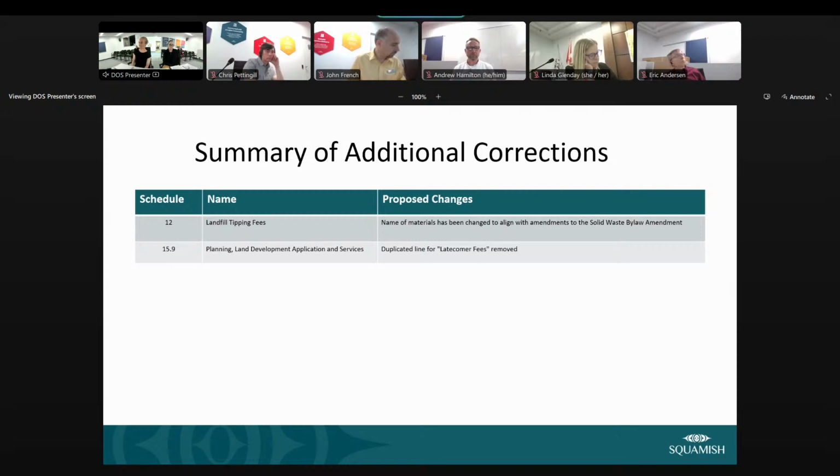Since then, we have noticed a few other corrections that staff are recommending. The first is Schedule 12 to landfill tipping fees, and that's actually to align with the presentation that you just saw related to solid waste. Several of the names of materials have been changed to align with the other bylaw. And the second is to Schedule 15, specifically Section 15.9. There was a duplicated latecomer fee. So there were two in the bylaw, and the previous one was deleted, and the new one that council saw in the amendment bylaw in May is still there.